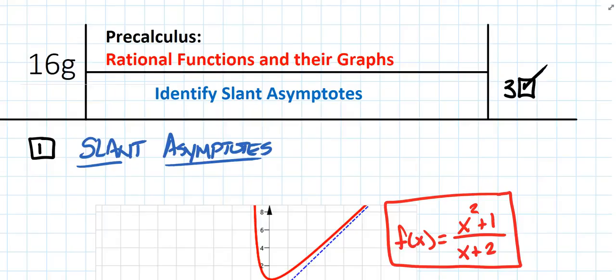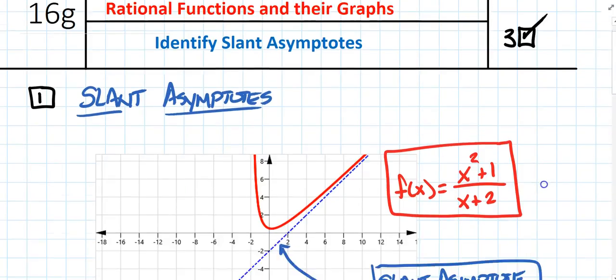Welcome to Precalculus Concept 16G. We're going to identify slant asymptotes. So far, we've talked about vertical asymptotes, we've talked about horizontal asymptotes, and now we're going to talk about the third and final kind of asymptote in this class, which is going to be a slant asymptote. We've got three boxes, so here we go.